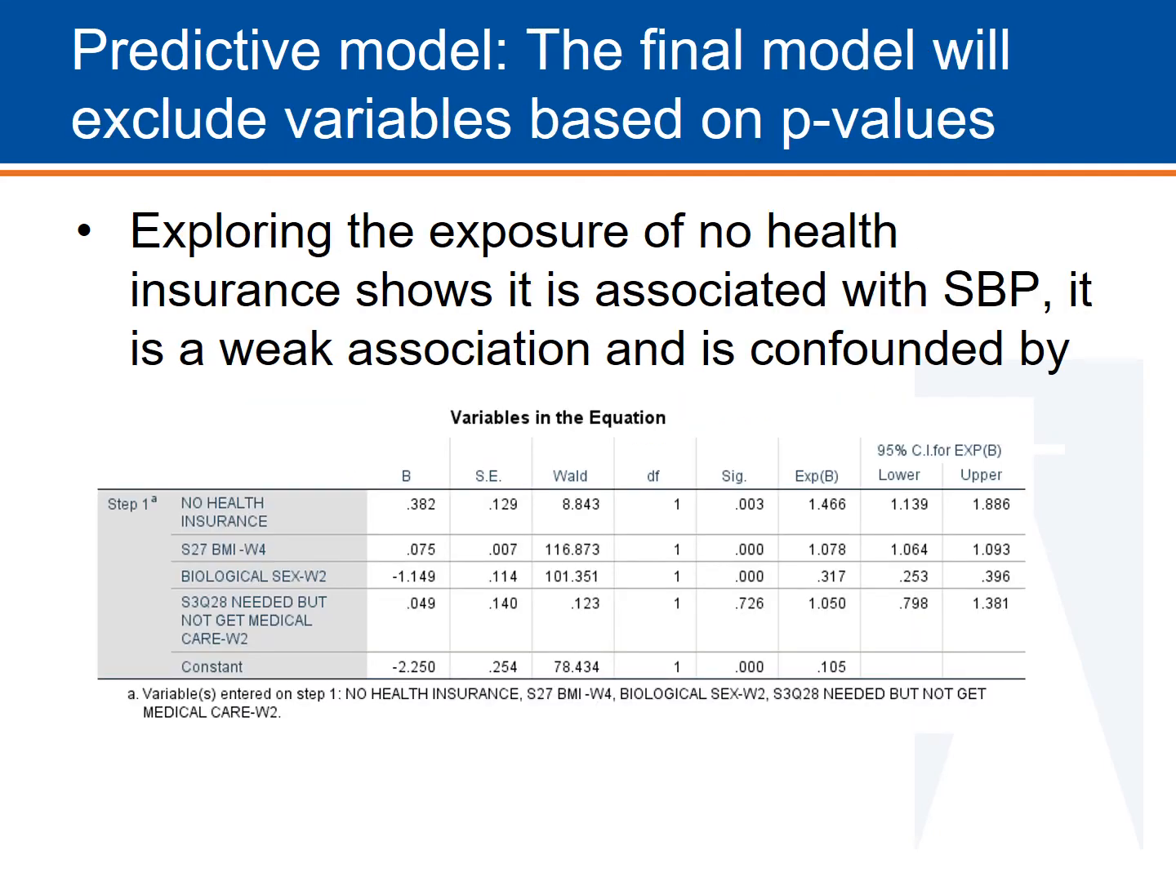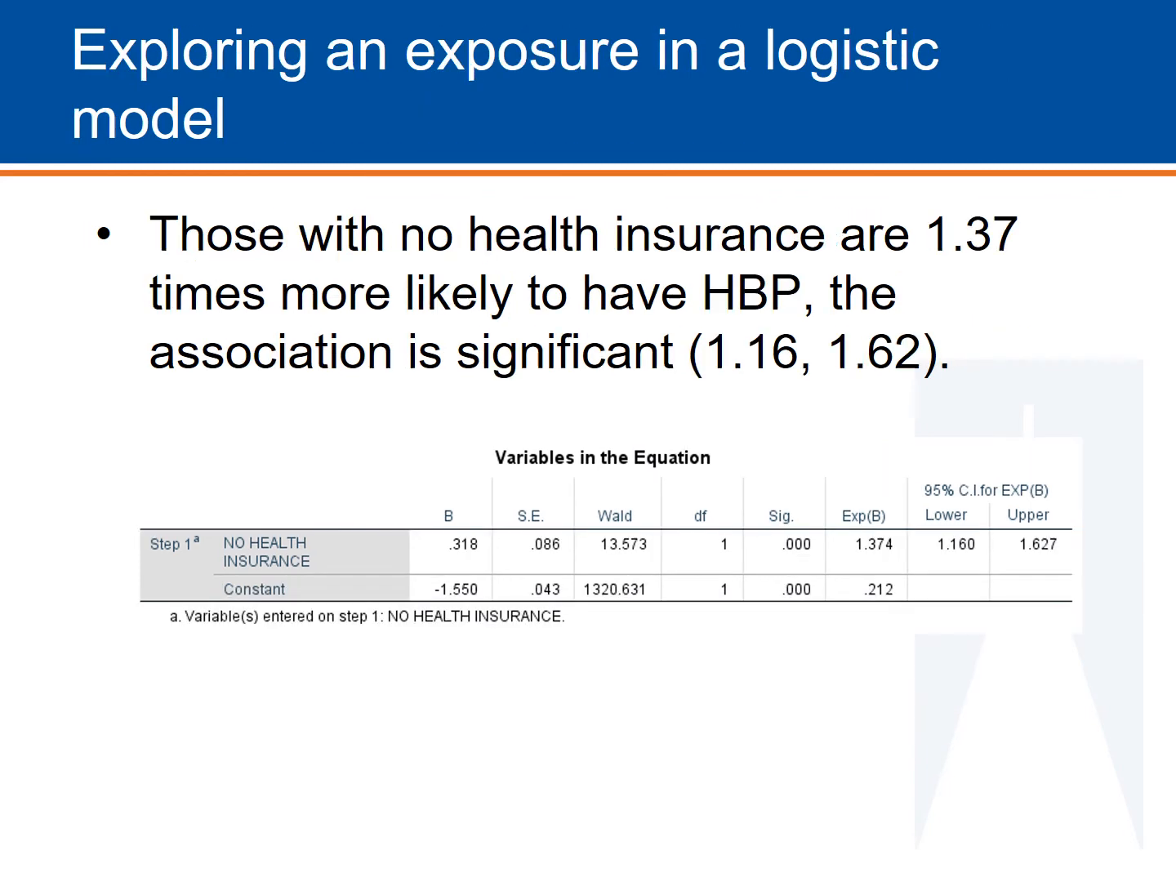Looking at this model, if it were a predictive model, I would include all of the variables, but the variable did not get medical care because after including all of the others, this variable is no longer statistically significant. See, the p-value or the column for significance is 0.728.